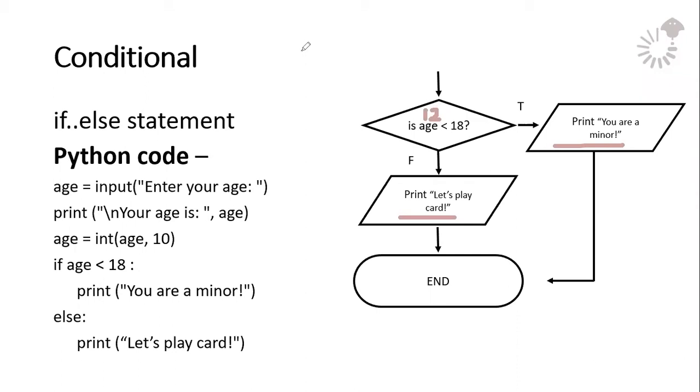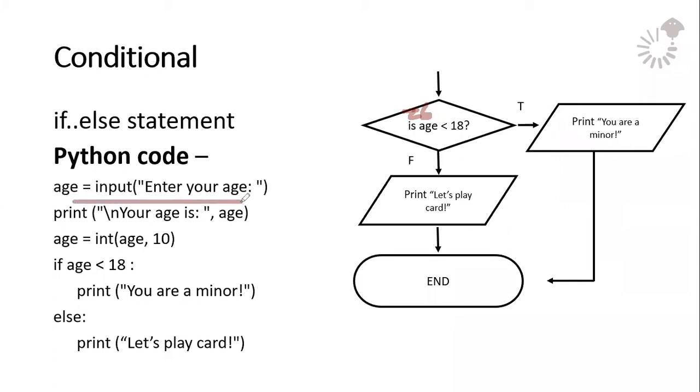True. Kapag true, print minor. Okay? Example, 26. 26 is less than 18, true or false? False. The output will be? Let's play card. Okay? So we have a sample code here.